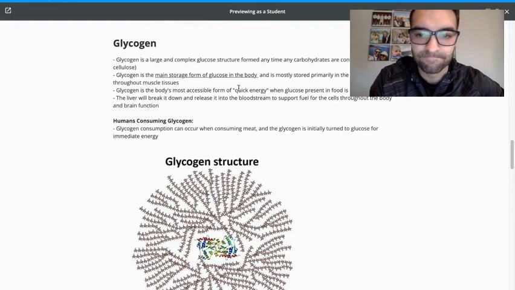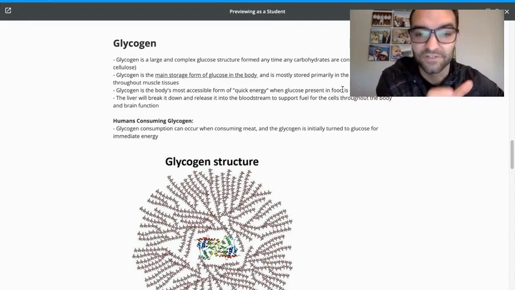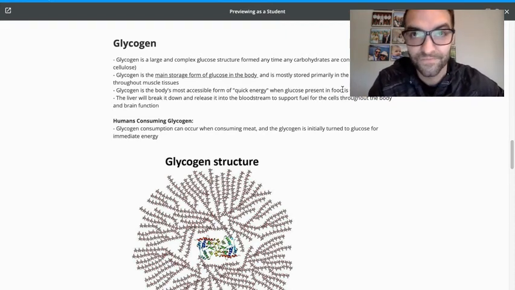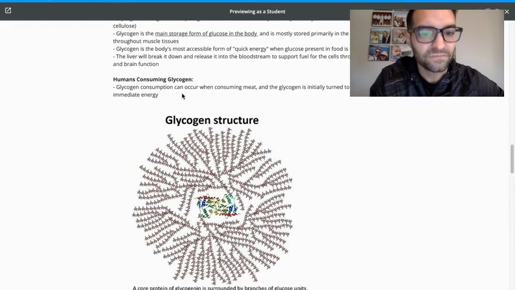Again, I just said it's the most accessible form of quick energy, especially when food becomes unavailable. And that's for just about a day, because beyond that, it'll start transforming to different forms of energy and trying to get different forms of energy. And there we go, bloodstream and fuel.